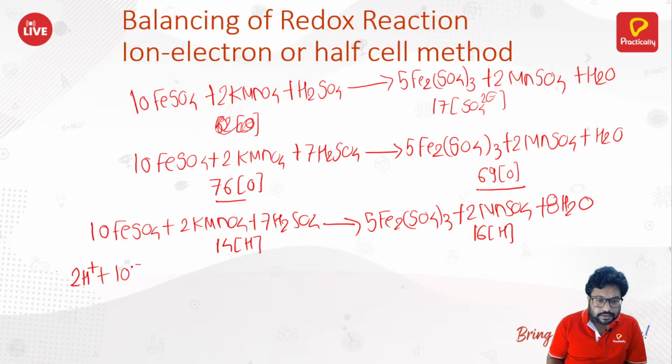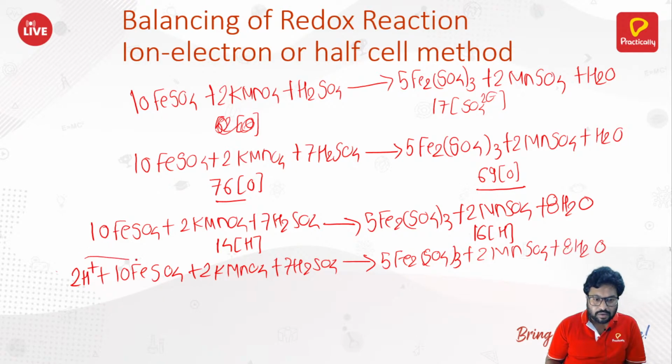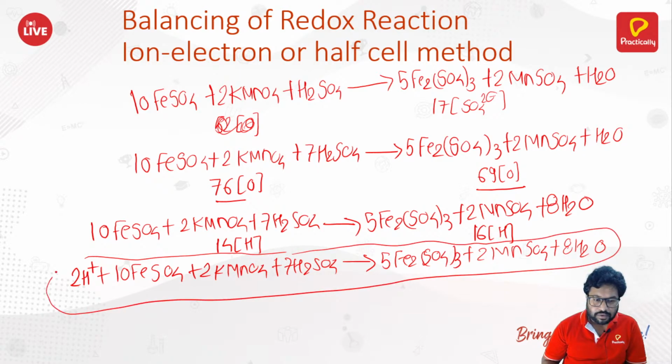2H plus, 10 FeSO4, 2 KMnO4, 7 H2SO4, giving 5 Fe2(SO4)3, 2 MnSO4 plus 8 H2O. And that is how this reaction is now balanced. That is the way you can balance by the ion electron method.